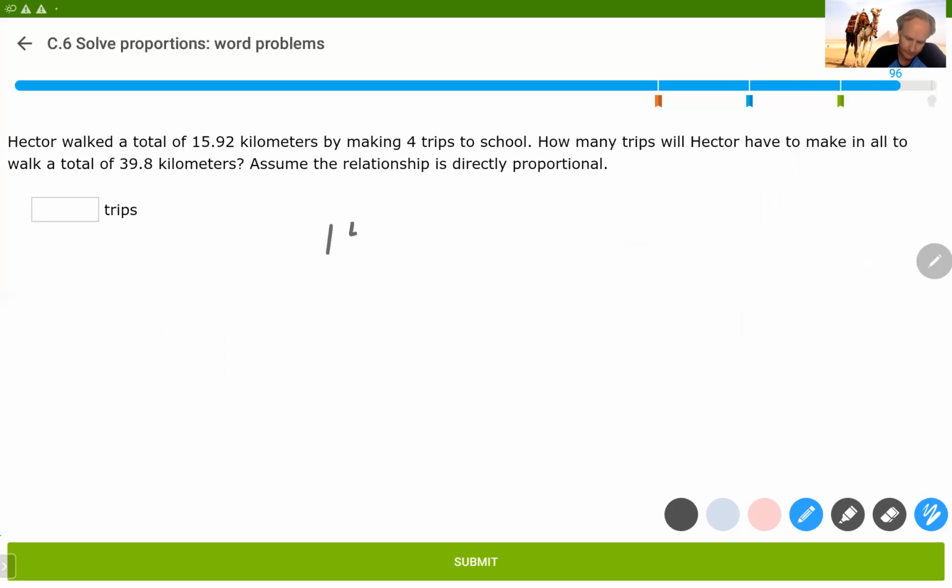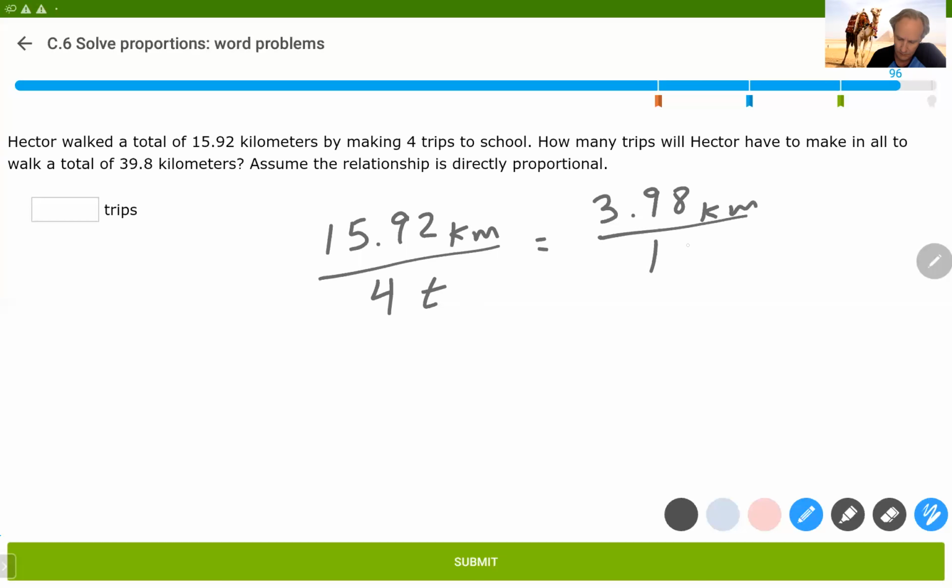$15.92 kilometers for 4 trips. 4 goes into 15.92, 3.98 times. And we want it to be 39.8. Clearly, we multiplied by 10, so that would be 10 trips.